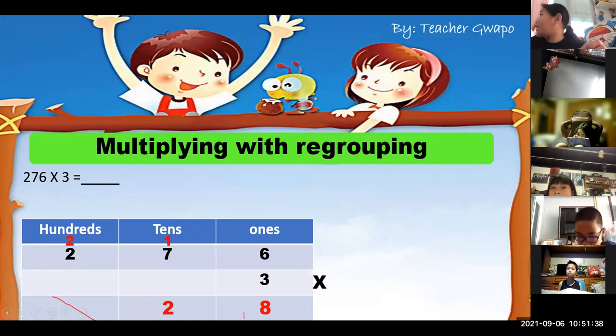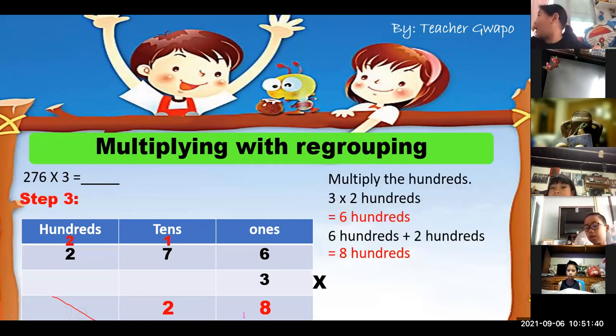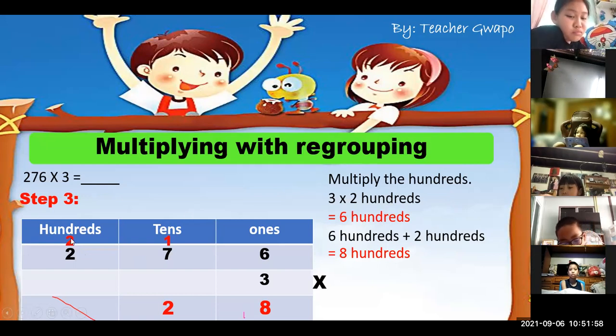Step number 3 here is we will just multiply the 2 hundreds from 3. 2 times 3 or 3 times 200. So if we multiply these two numbers, it will give us an answer of 600, right? 600. And then don't forget that we have 200s here. So 600s plus 200s is equal to 8. So we will write 8 in here.